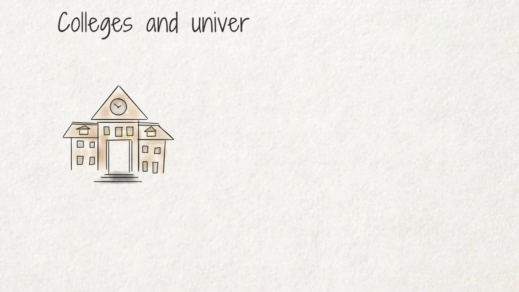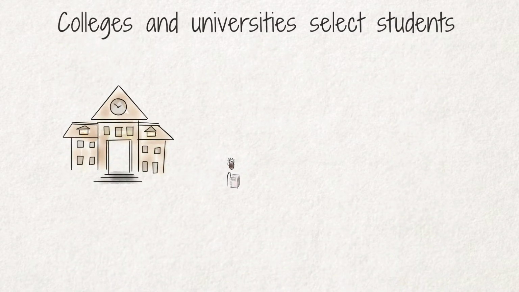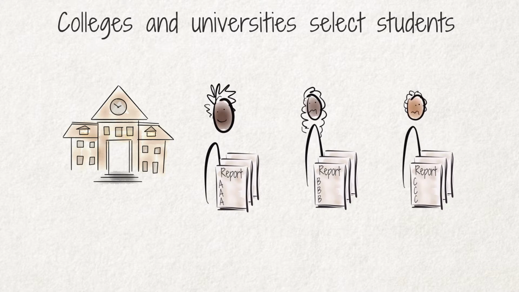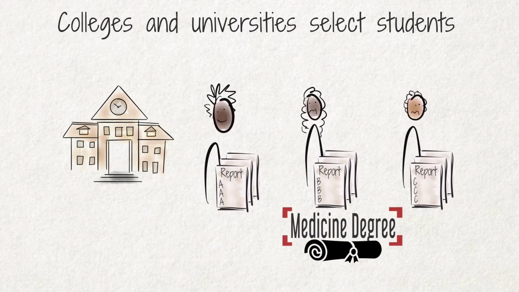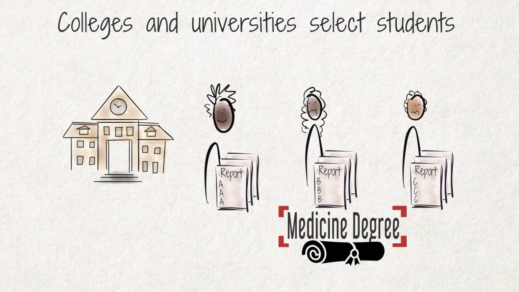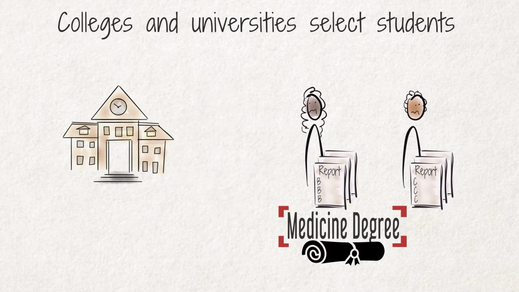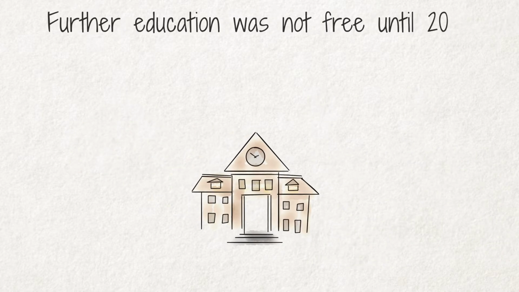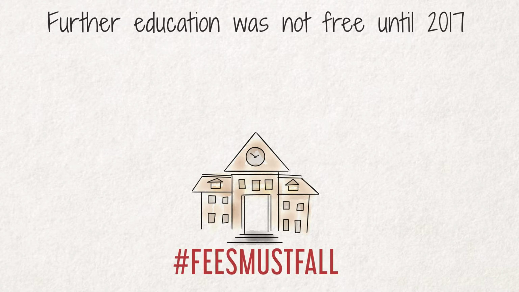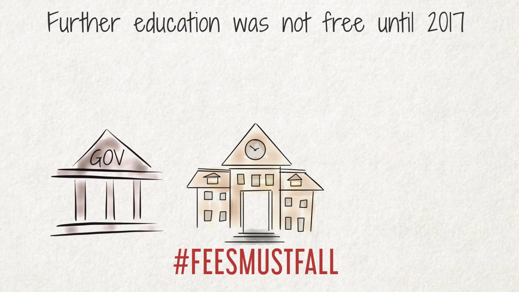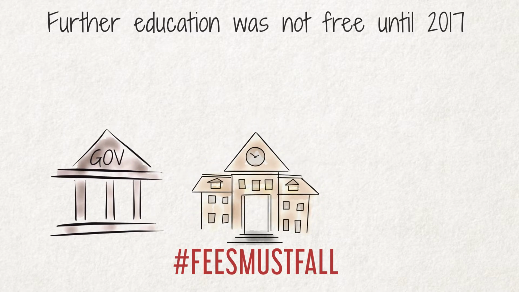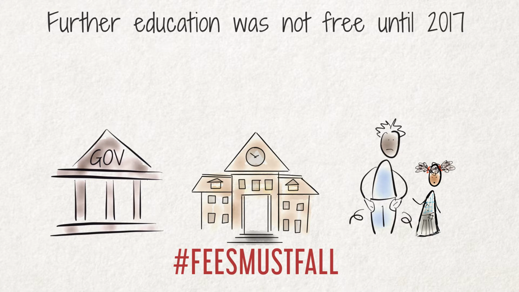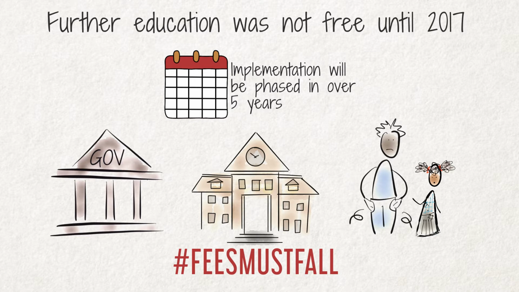Colleges and universities select students based on their marks and other criteria. For some degrees, such as medicine, there are only a few places and only the best applicants are selected. Further education was not free until 2017, following the #FeesMustFall movement. The South African government introduced free tertiary education for students from poor and working-class families in 2018. Implementation of this policy is phased in over 5 years.